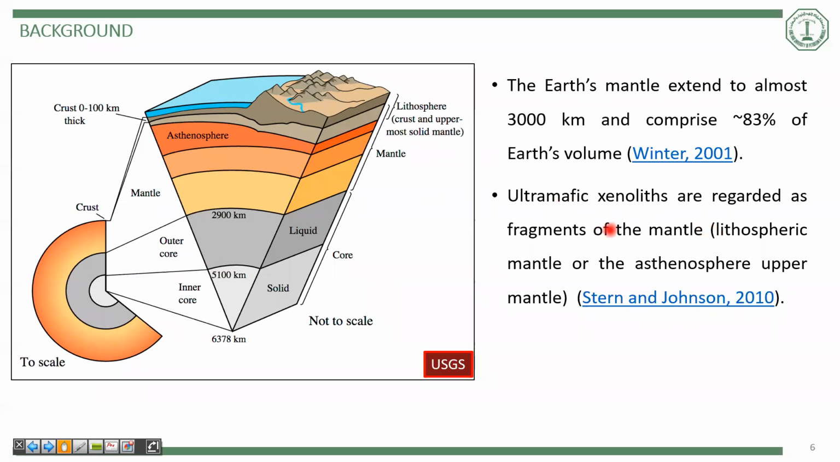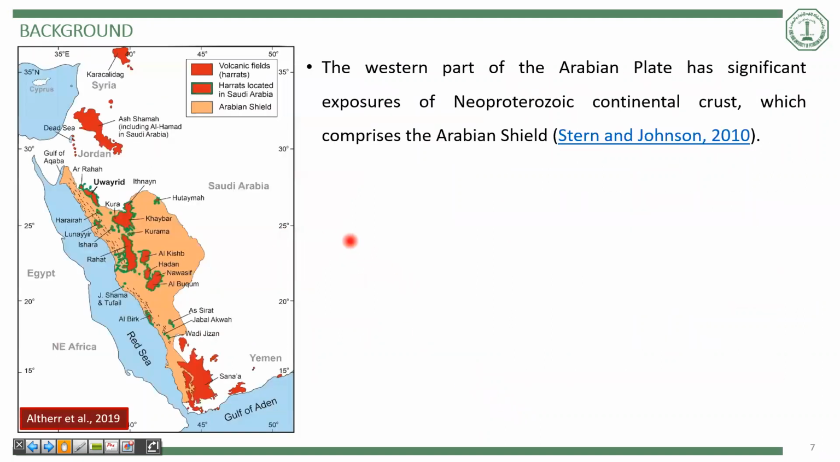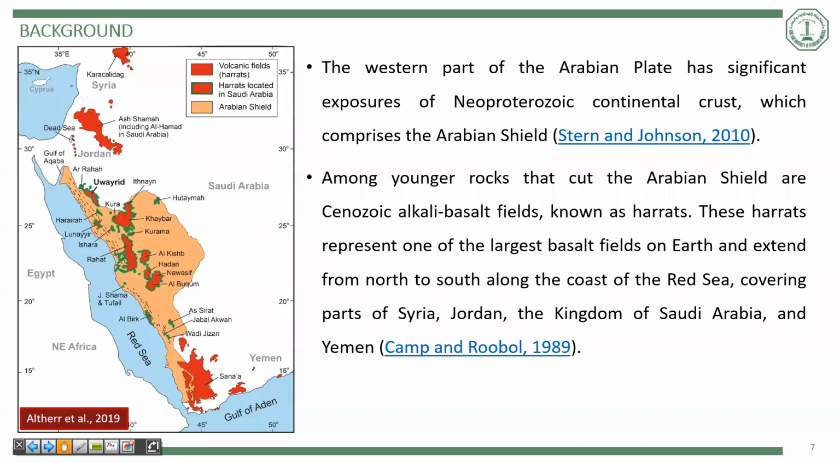Ultramafic xenoliths are regarded as fragments of the mantle, either the lithospheric mantle or the asthenosphere upper mantle here, represented by the light brown and dark orange color respectively. They are among the few means to directly observe the Earth's mantle. Therefore, their importance. Furthermore, the western part of the Arabian plate has significant exposures of Neoproterozoic age continental crust, which comprises the Arabian Shield, and is represented by the orange color in the map.